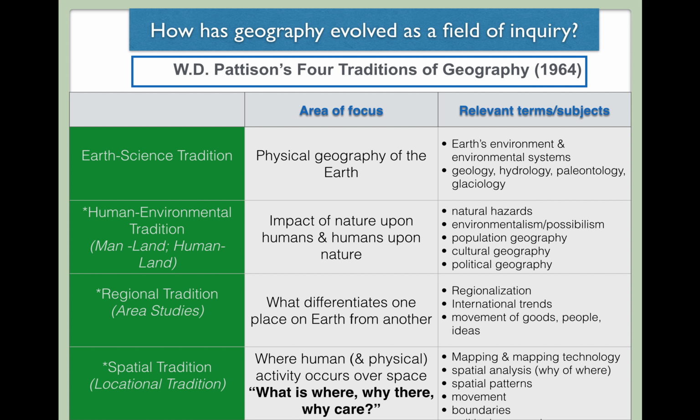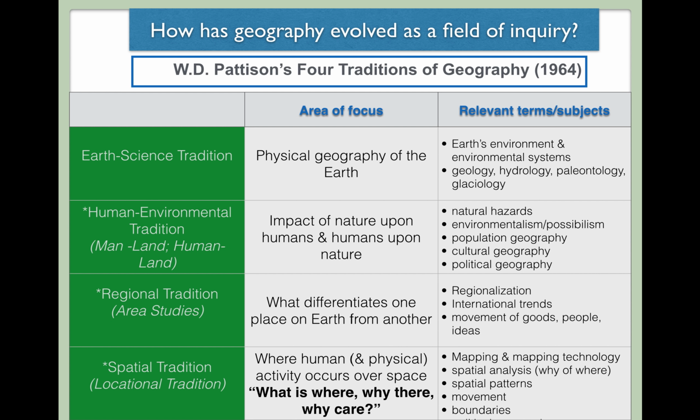We got regional tradition as the third quadrant of our study here, also known as area studies. As geographers, we're consistently trying to look at the world, look at places, look at spaces, and say, what differentiates this place on Earth from another? What makes this place a region in a way that that place is not? So here's where we're looking at things like international trends. What makes this place different than that particular place? How has this place changed over time? What makes a specific place is known as regional studies.